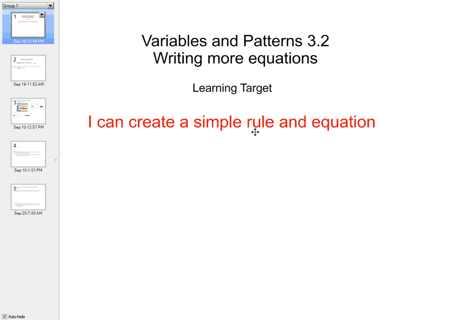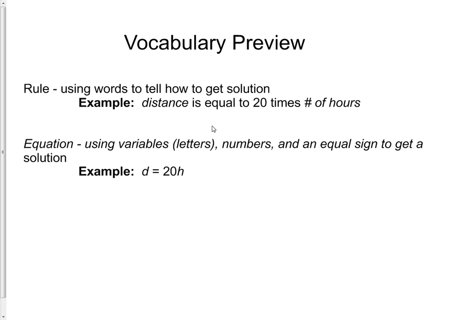We're going to be able to write simple rules and equations for two different scenarios. Remember that rules are using words to get a solution. Distance is equal to 20 times the number of hours, and equations is going to be shortening that up to letters and variables. D equals 20H.